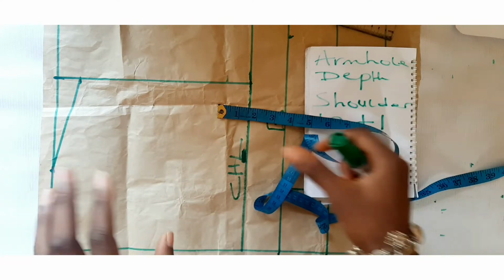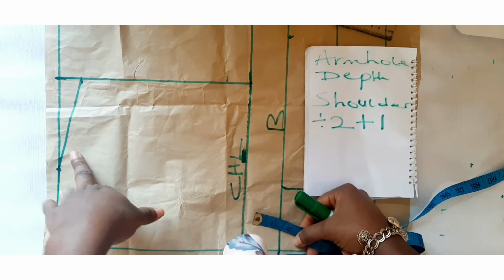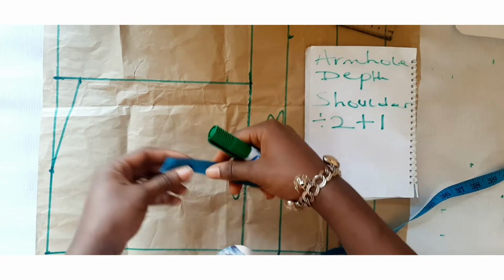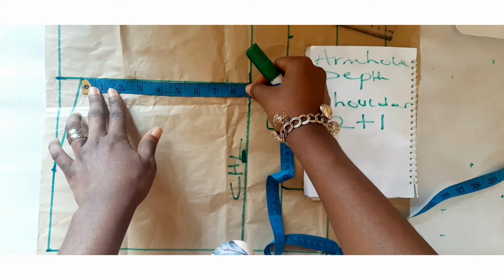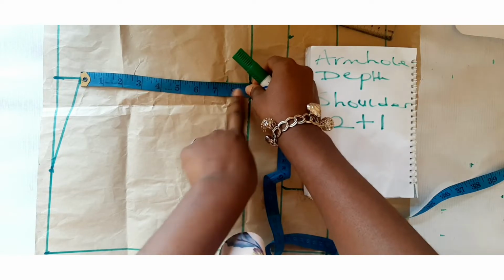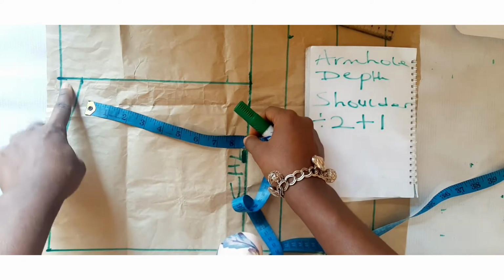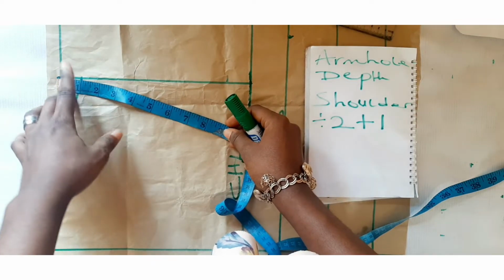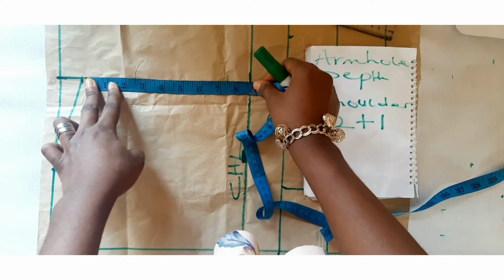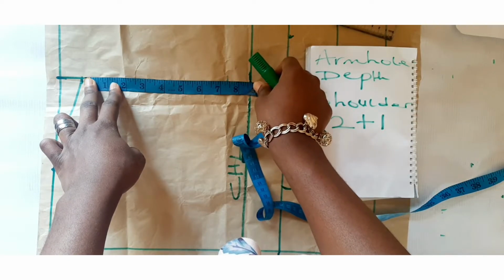This is the first method. Divide your shoulder measurement by 2. Whatever you have, place it here and add 1 inch to it. And before you do this, make sure you take out your 1 inch for your shoulder slope. Take out your 1 inch for your shoulder slope before you place your armhole depth.